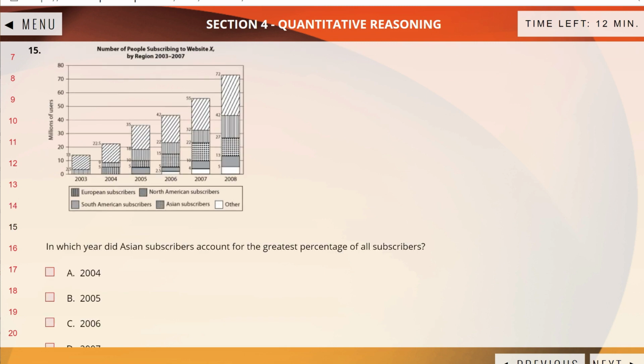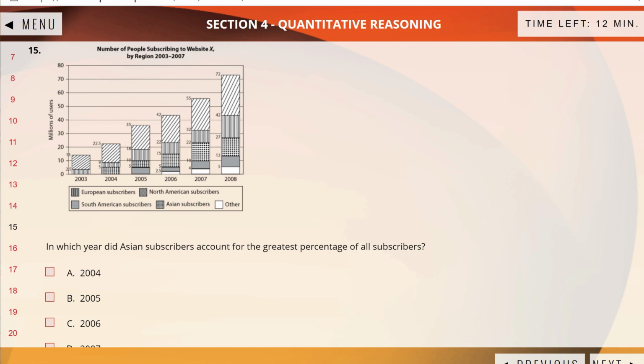Saves me time. Okay, in which year did Asian subscribers account for the greatest percentage of all subscribers? I don't know actually how much time I've got left. It's annoying because I don't know if I've counted every question or we're skipping ones. Anyway, in which year did Asian subscribers, which is the square one, account for the greatest percentage? Wow, that diagram is so bad. It's so hard to see. I think it's these dotted ones here. That is so unclear.